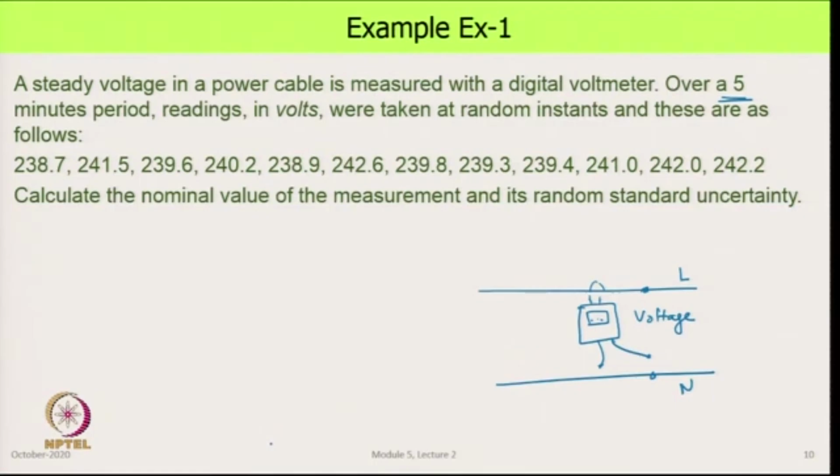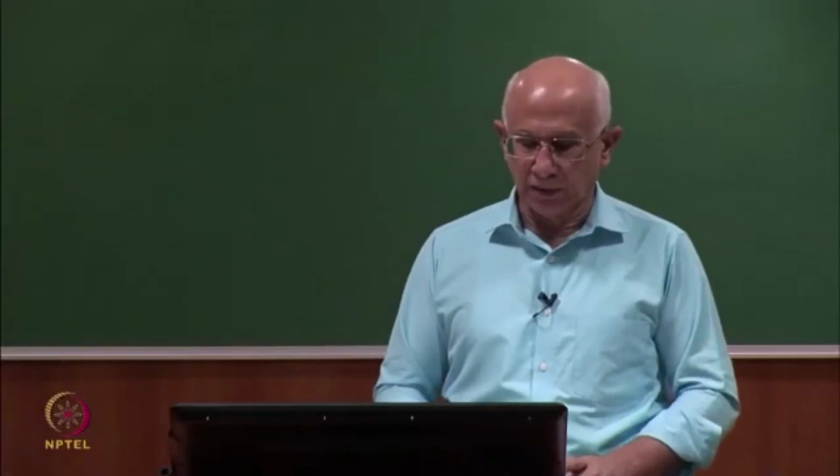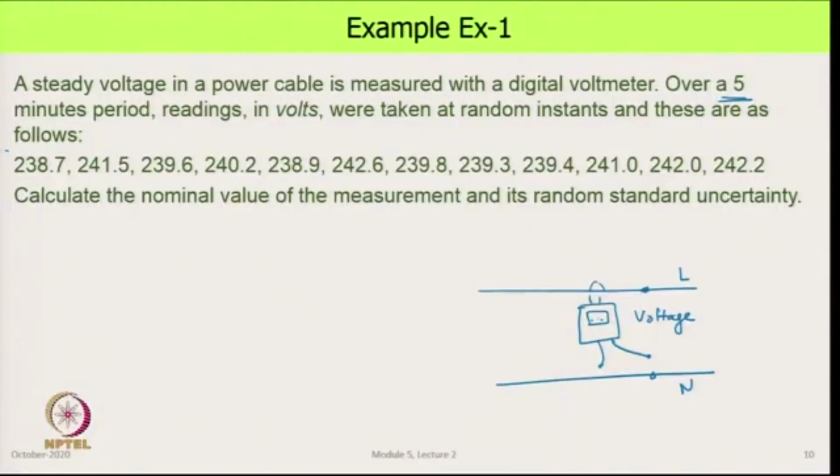When you say readings were noted, it means you say, okay, now I will look at it, and even if the reading is fluctuating, whatever I see, I will record it. That is what we did. So, these are the numbers that we have got. They are all listed here, and the question that you have been posed is: calculate the nominal value of the measurement and its random standard uncertainty.